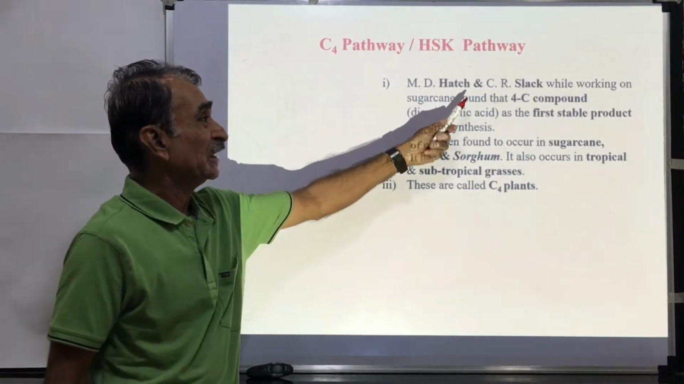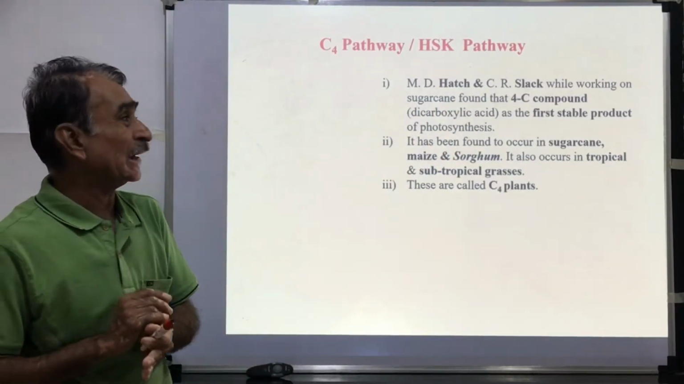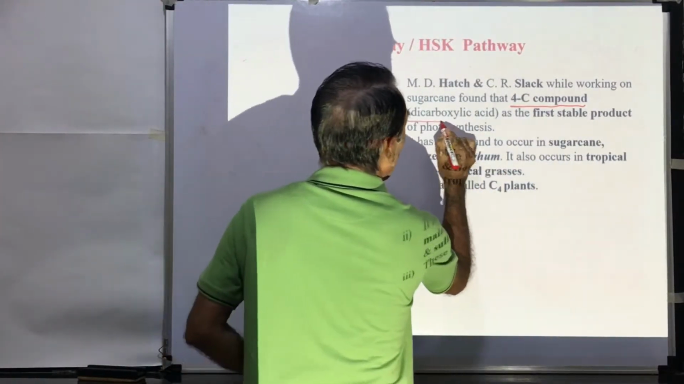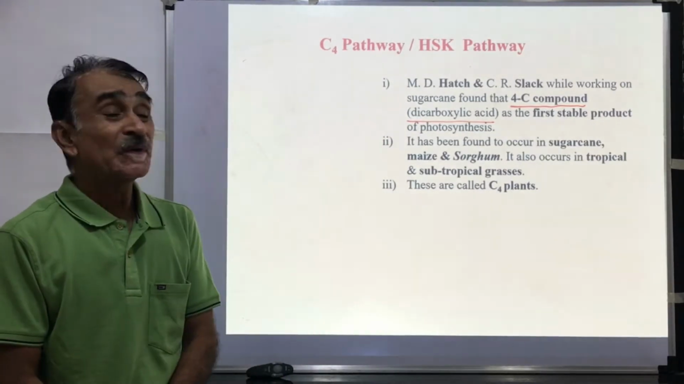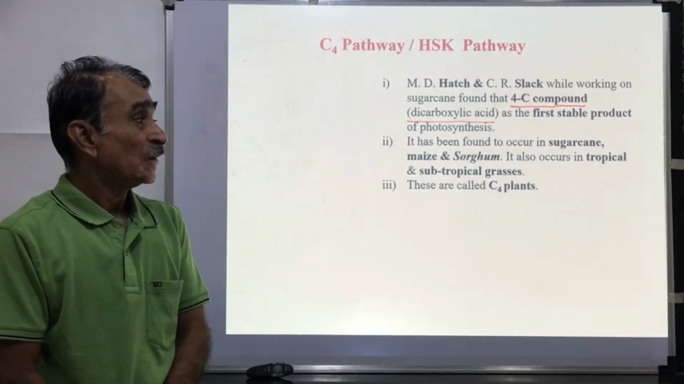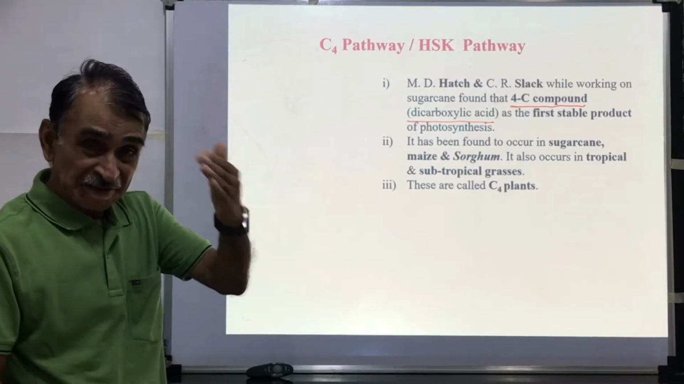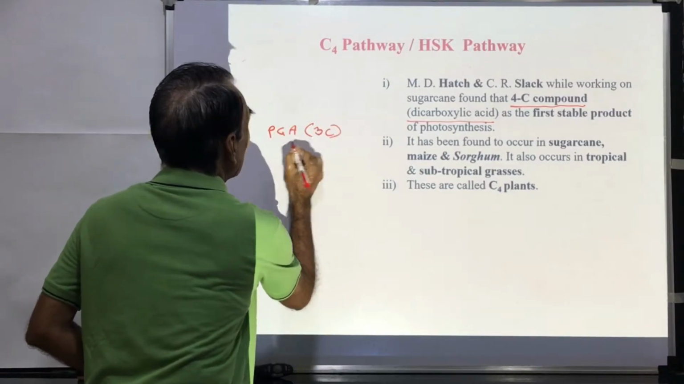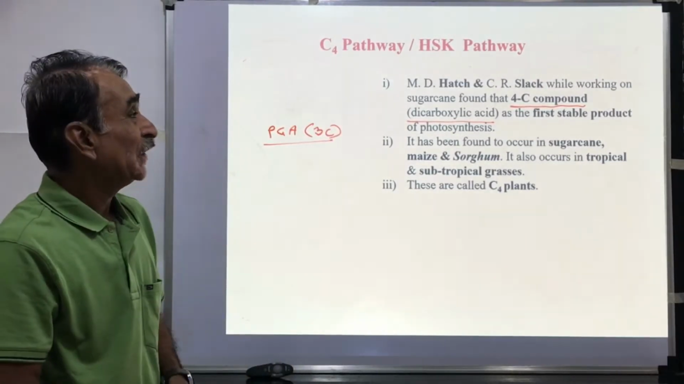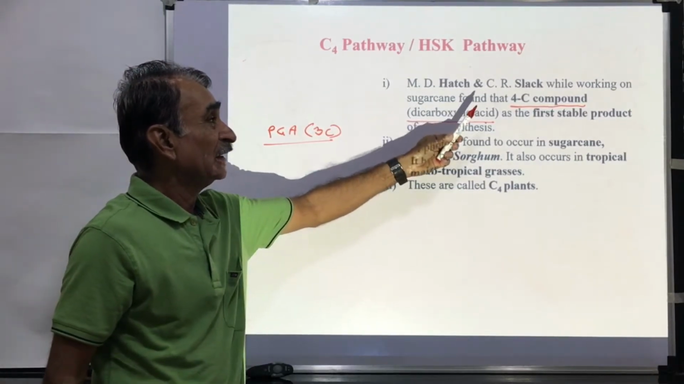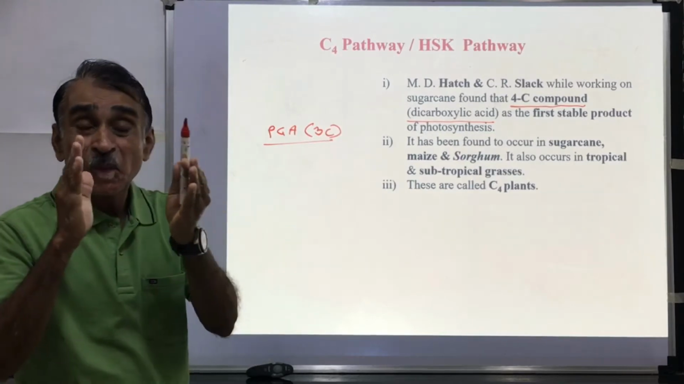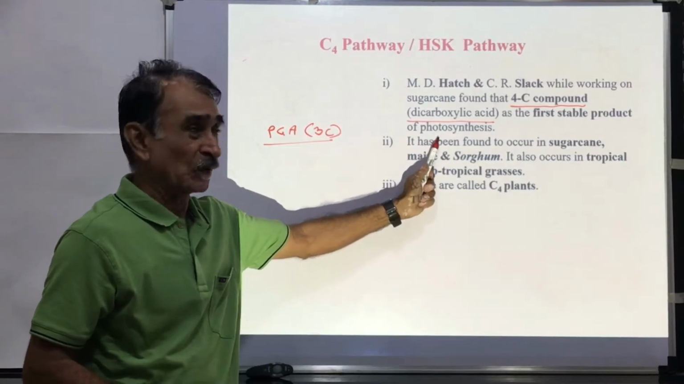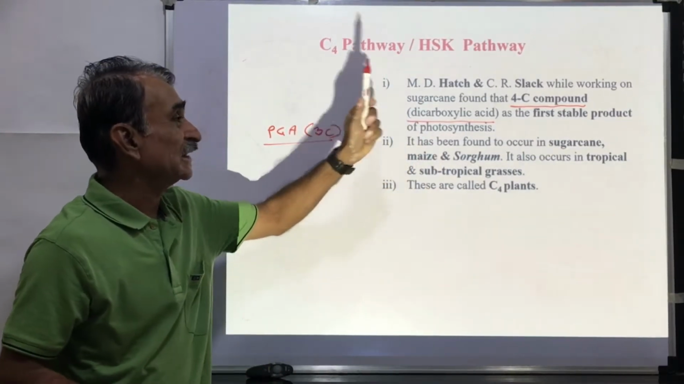Hatch, MD Hatch, CR Slack, while working on the sugarcane plant, they found that 4 carbon compounds, that is dicarboxylic acid, as the first stable product of the photosynthesis. In C3 pathway, we have seen that phosphoglyceric acid, a 3 carbon compound, was the first stable product of photosynthesis. While Hatch and Slack, working on the sugarcane, found that a 4 carbon compound, a dicarboxylic acid, was the first product of this photosynthesis. That's why this is called as C4 pathway.